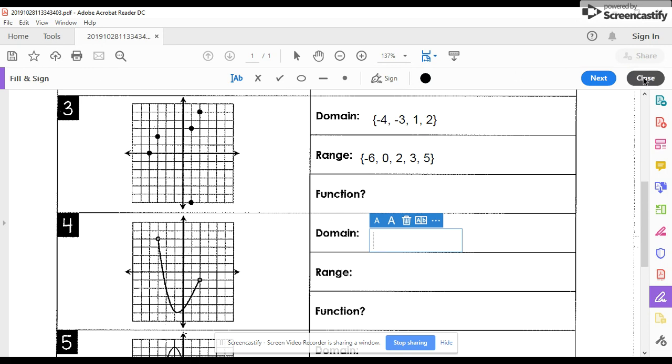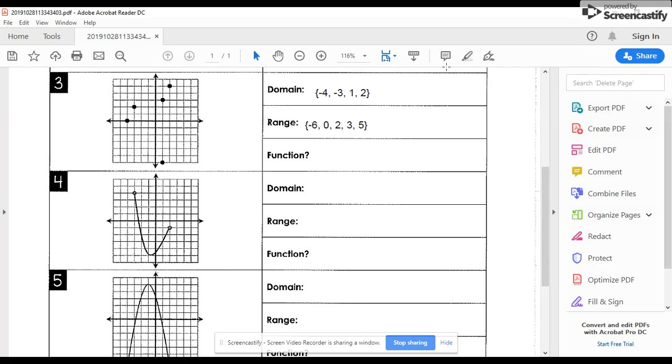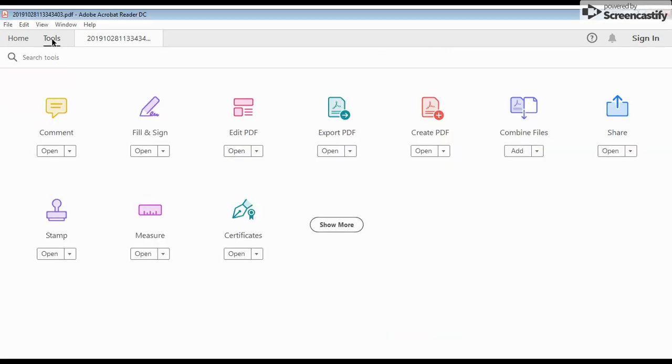I want to get rid of fill and sign, and I want to write. Nope, not that right. This right? This right. Guys, what do I do? Why am I so bad at this?